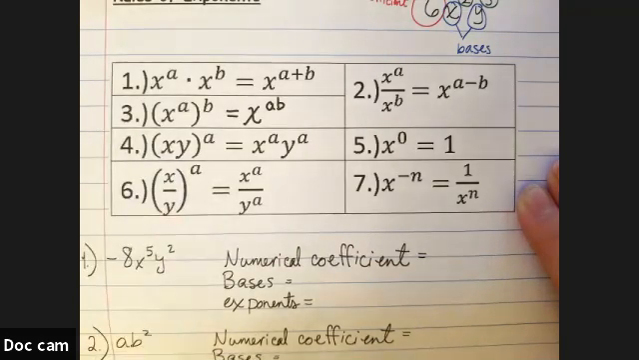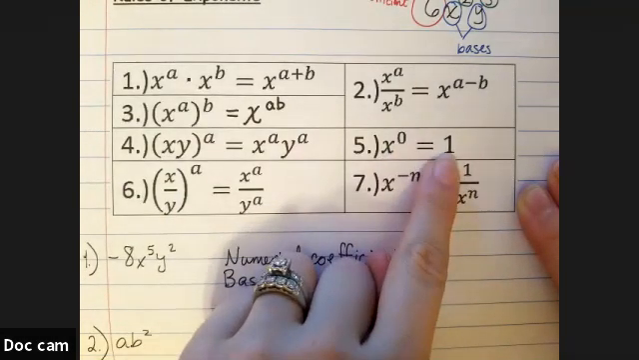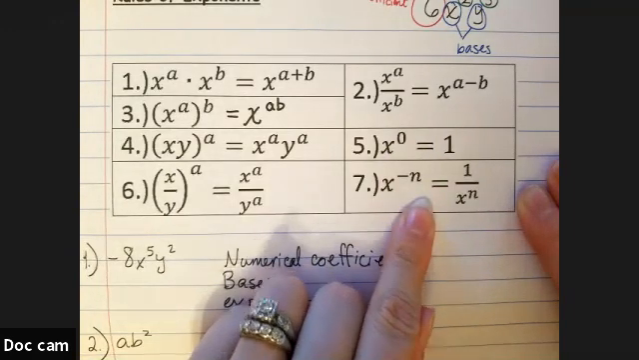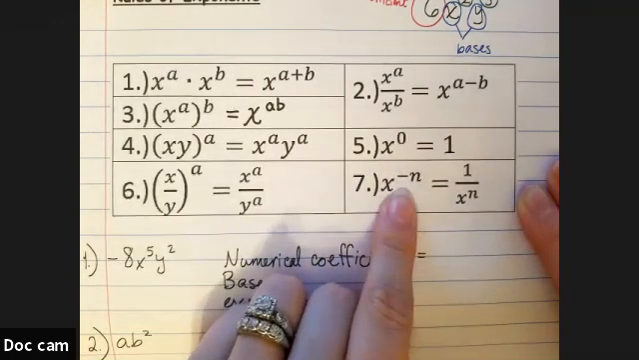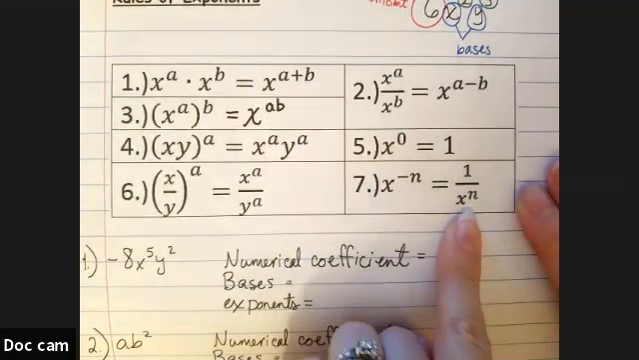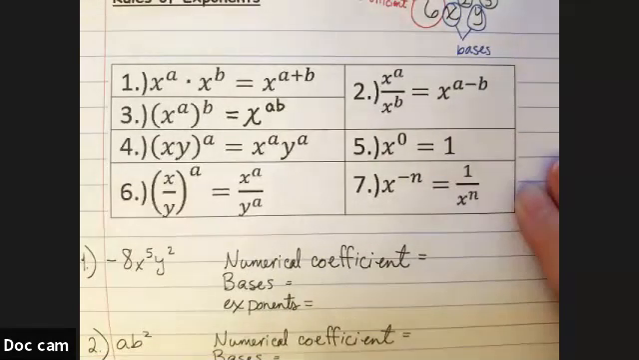Let's see. And then anything raised to a power of 0 always equals 1. And then here's the rule that has to do with negative exponents. x to the negative n is the same thing as 1 over x to the n. And again, that's a really important one that I feel like a lot of people struggle with. Let me see here.